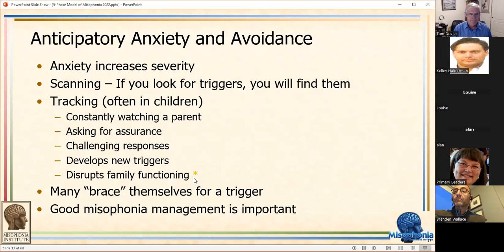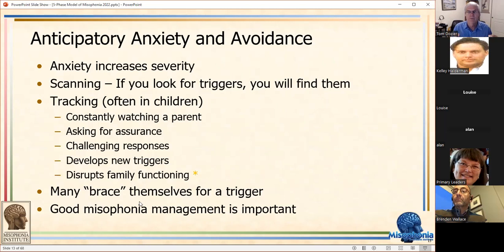I worked with this one family, and this one young lady from maybe age 10 to 13 or so, and she was doing quite well, but she was still tracking her mother. And her mother was the only trigger. And when we had a clear expectation to not track mother, to pay attention to anything but mother, her misophonia went way down. And as far as I know, the last I heard, it was not significant.